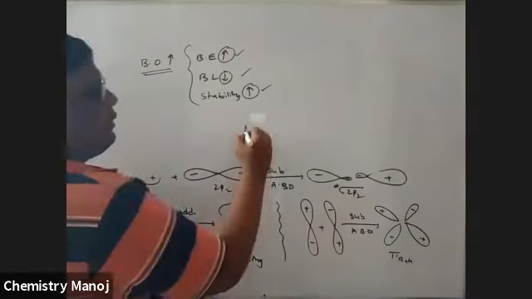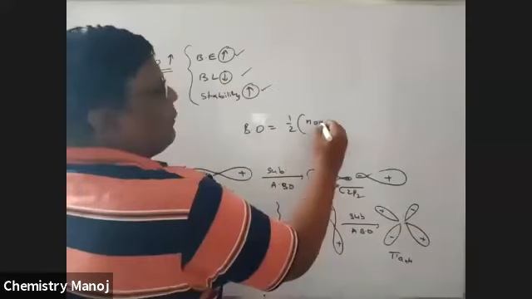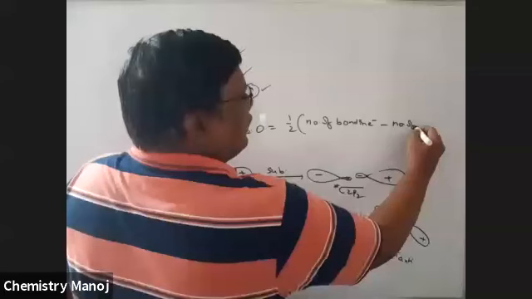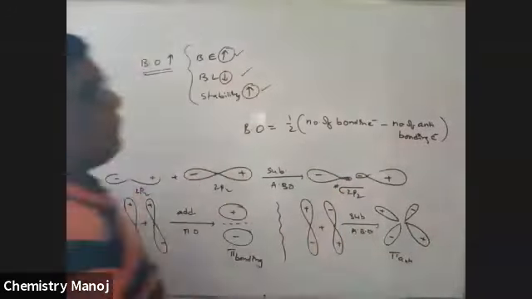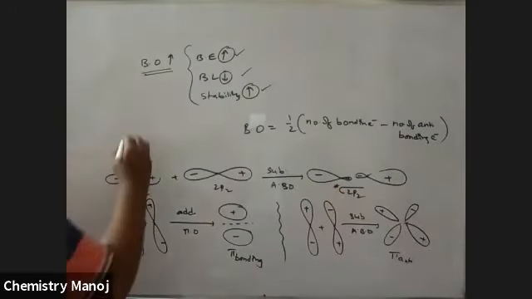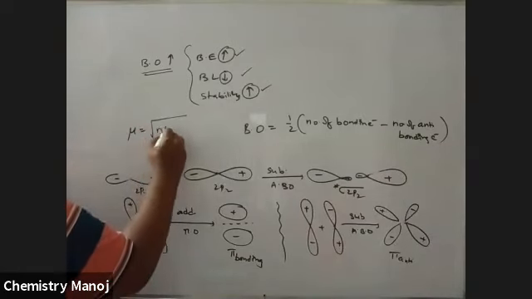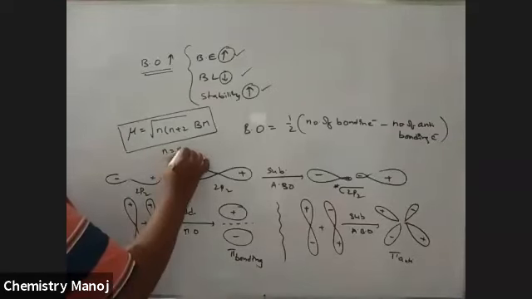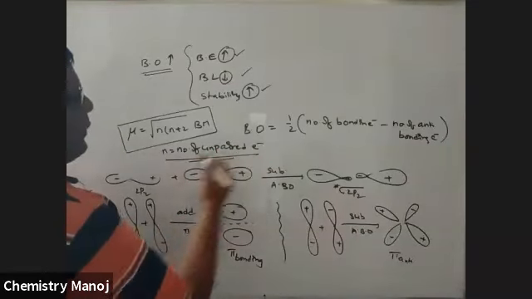How to calculate bond order? Bond order is equal to 1/2 times the number of bonding electrons minus the number of anti-bonding electrons. Magnetic moment mu is calculated as the square root of n(n+2) Bohr magnetons, where n is the number of unpaired electrons.